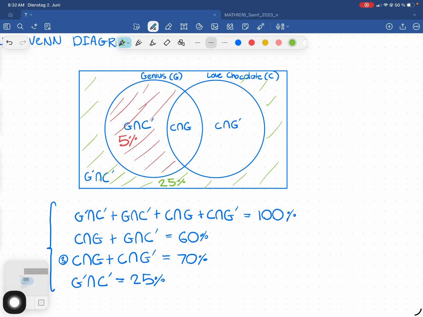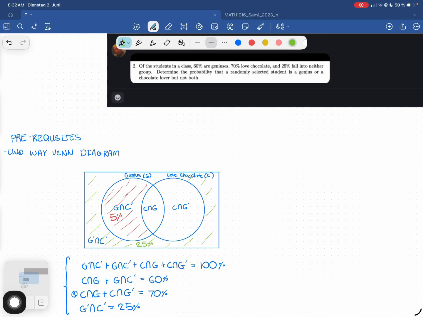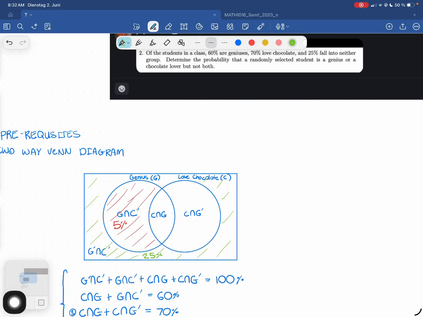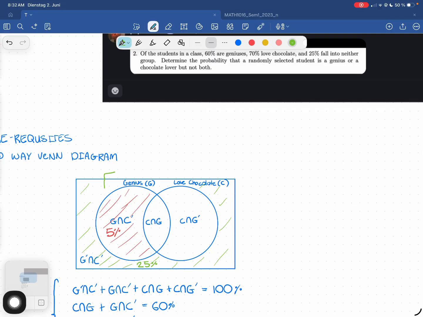But now, since we have the 5%, let's try to solve it visually. So we know that G and not C is 5%, right? But let's try to explain why that is intuitively. It says here that 25% fall into neither group. So this must mean this is 75%. And here it says that 70% love chocolates. So in this area, this is 70%, which leaves us with 5%.